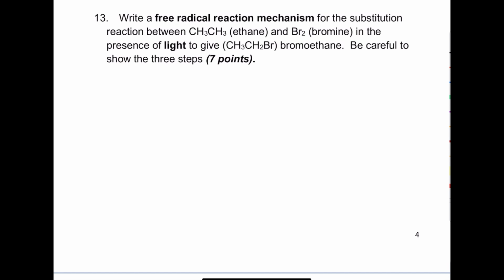Question 13. Write a free radical reaction mechanism. Here we're told it's a free radical reaction mechanism, but actually you don't even have to be told that. Anytime you see an alkane, like in this case ethane, reacting with a halogen like bromine or chlorine in the presence of either light or heat to give you alkyl halide, in this case alkyl bromide. So this will be bromoethane or ethyl bromide.